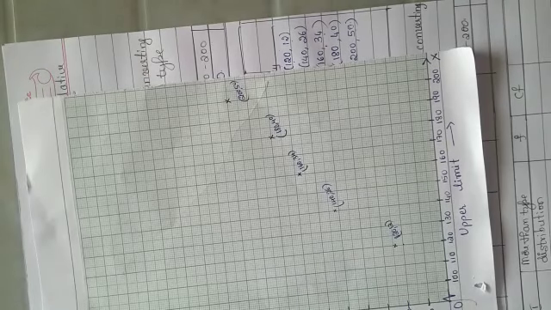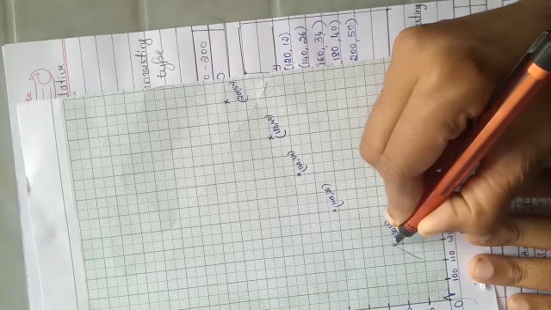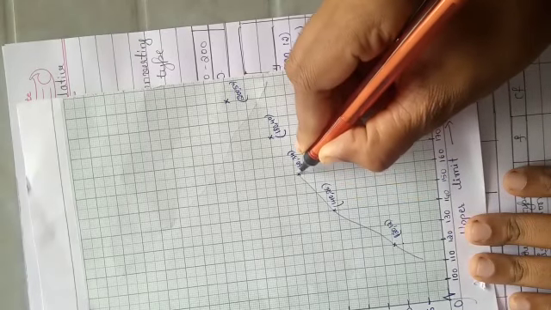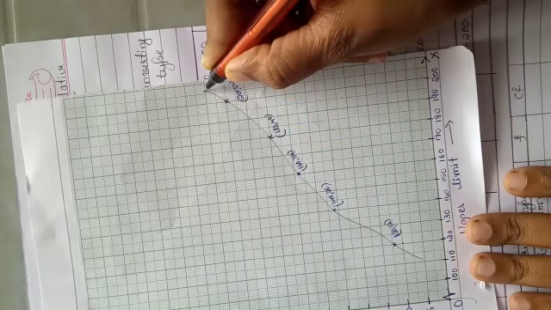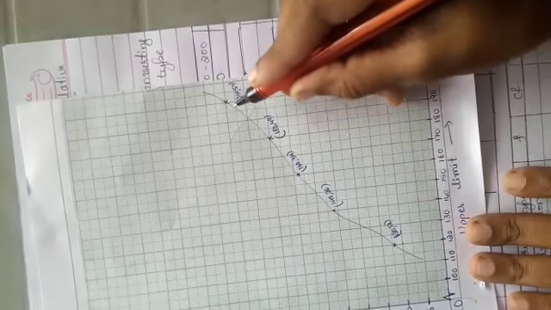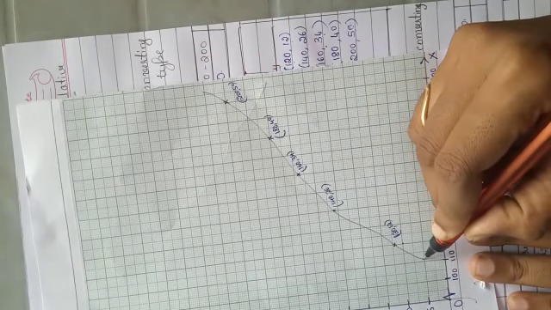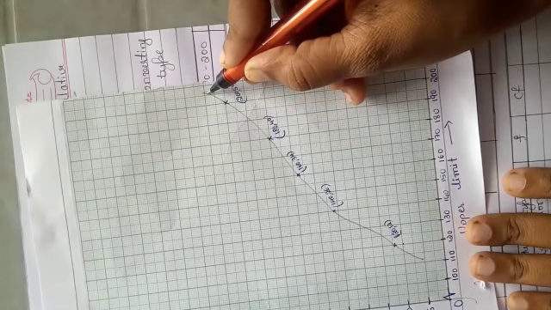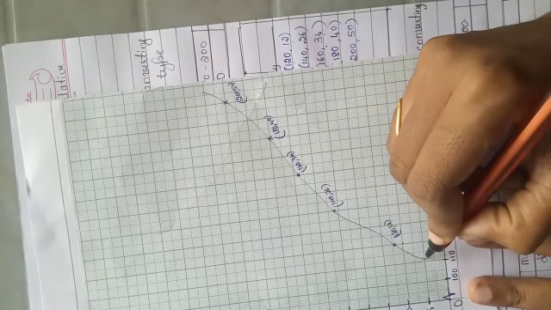Afterwards, we join these points. Don't use a scale; we have to join all these points using a pencil. So this is a less than type ogive. In a less than type ogive, the graph starts from the lesser value and reaches the higher, maximum value. Okay students?